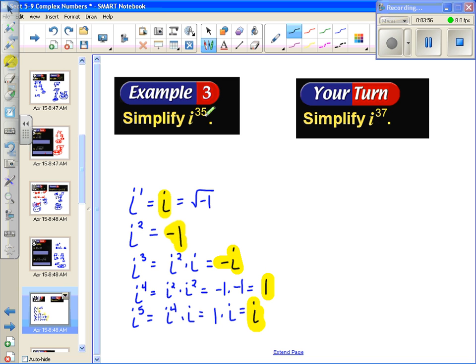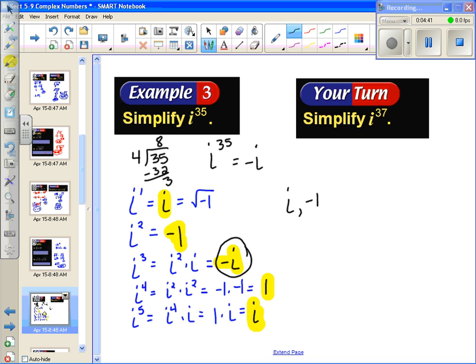So instead what I can do is I just need to know how many 4s are in 35. So 4 goes into 35 8 times, and there's 3 left over. So that's going to mean I'm going to go through that pattern of four different answers 8 times, and then I want to see what I'm going to have left after I go 8 times. 1, 2, 3 is what I had left. So my answer, i to the 35th power, equals -i.